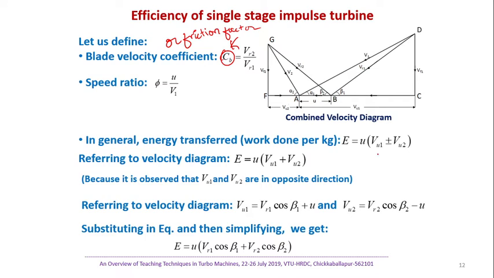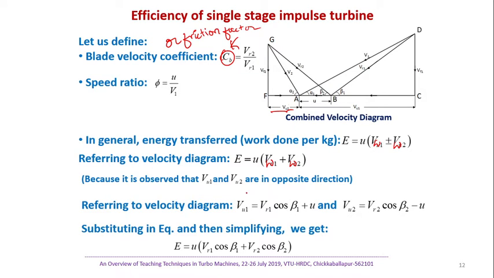So general work done is given by E equal to U (VW1 plus or minus VW2). Referring to the velocity diagram, we can say E is equal to U (VW1 plus VW2). If VW1 or VW2 is outside, then we'll take it as plus. If it is inside, we take it as minus. I will let you know when I do the problems.